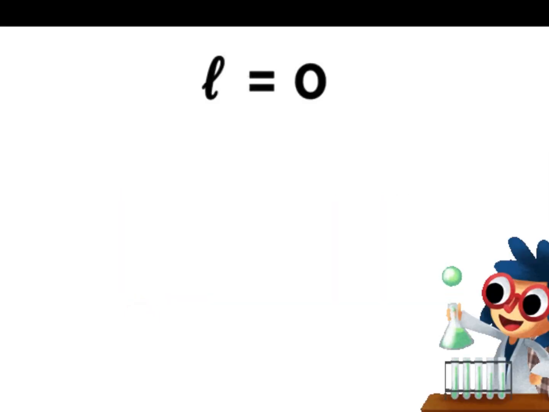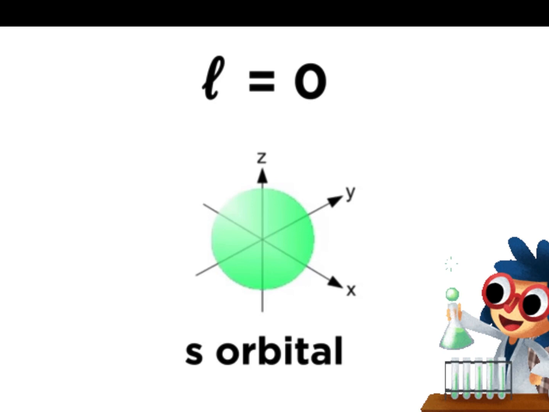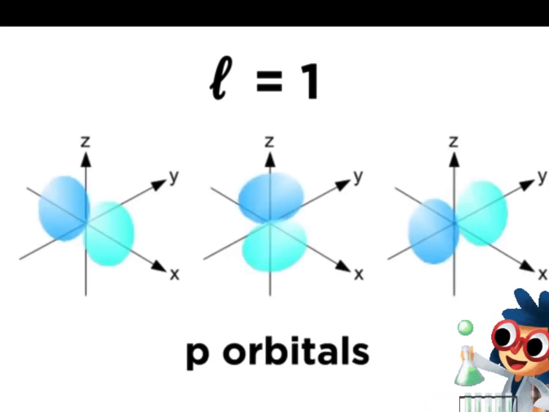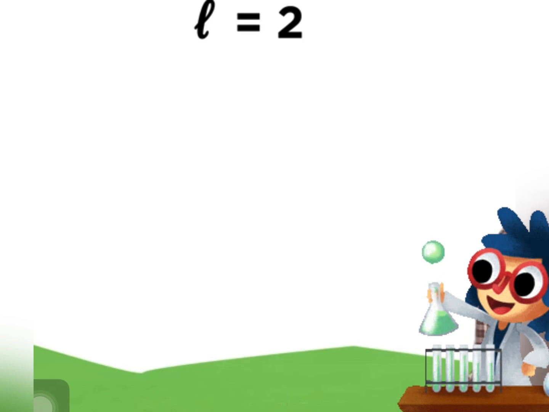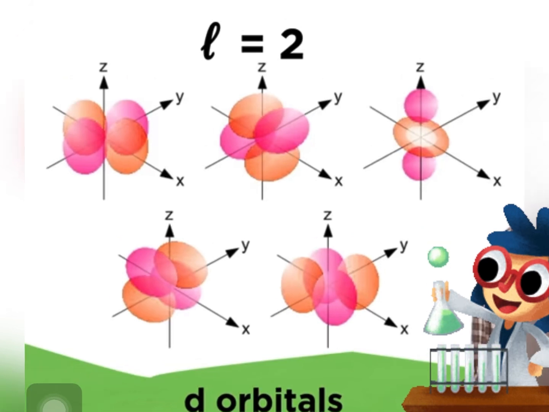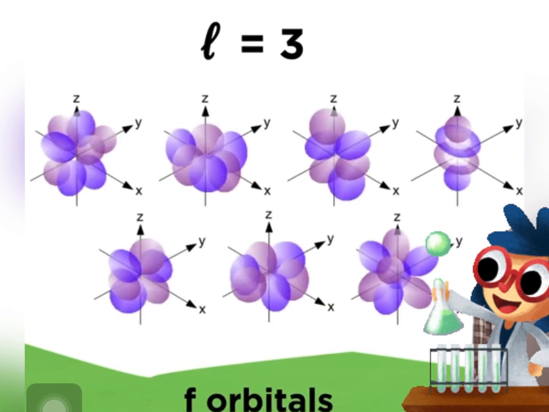Let's recap. If L equals 0, it is S orbital, bentuknya adalah sphere, and you have X, Y, Z axis. If L equals 1, you akan ada 3 P orbital. So setiap satu ni PX, PY and PZ. So kita akan belajar after this macam mana nak lukis. And if L equals 2, you will have 5 types of D orbital. And if L equals 3, dia adalah F orbital.